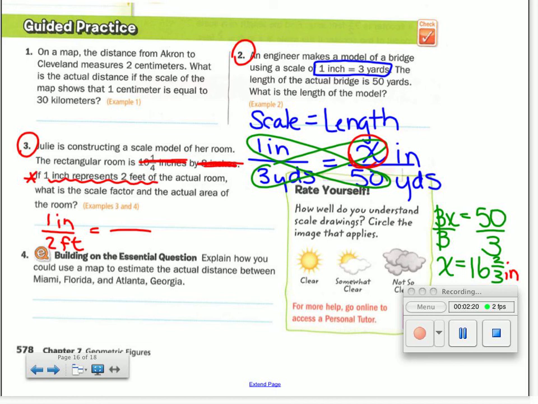What would be easier, to change the inches to feet or the feet to inches? Yes? Good. So we're going to keep the top one the same. This one's still going to be 1 inch. However, the bottom needs to be in inches. How do you change 2 feet to inches? What do you think? 2 feet to inches.